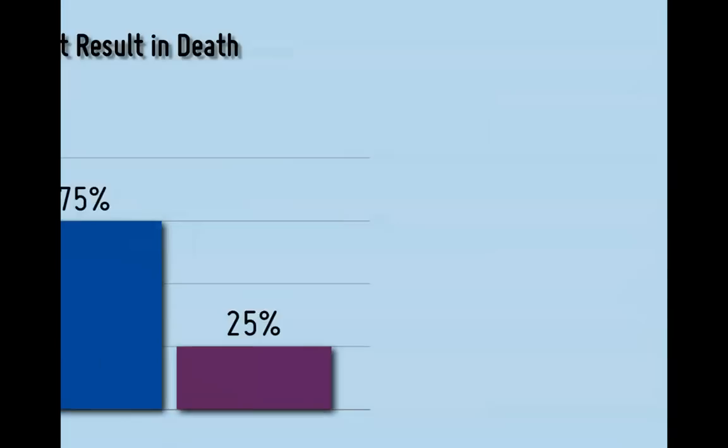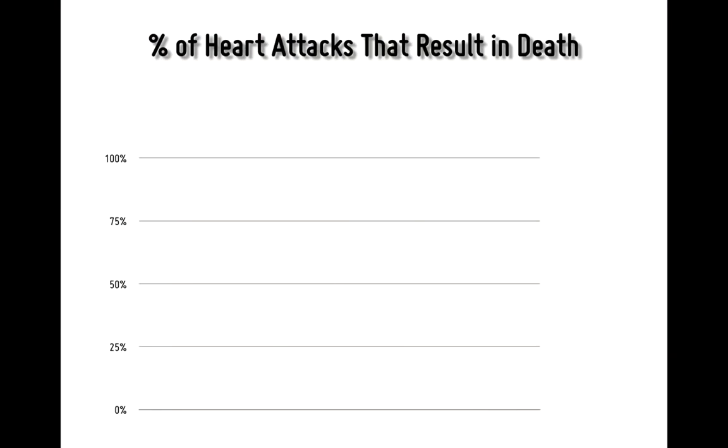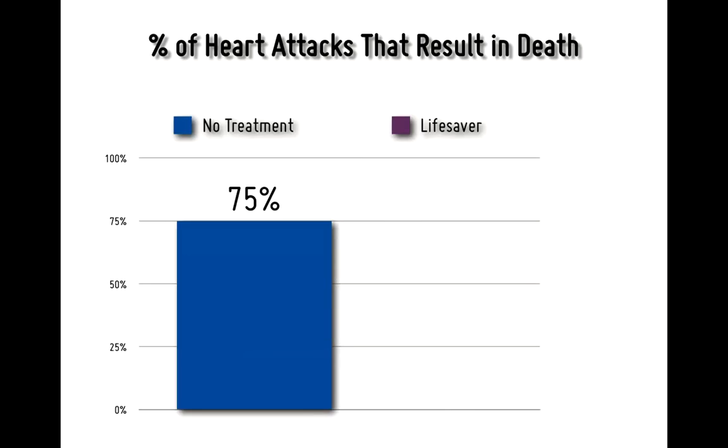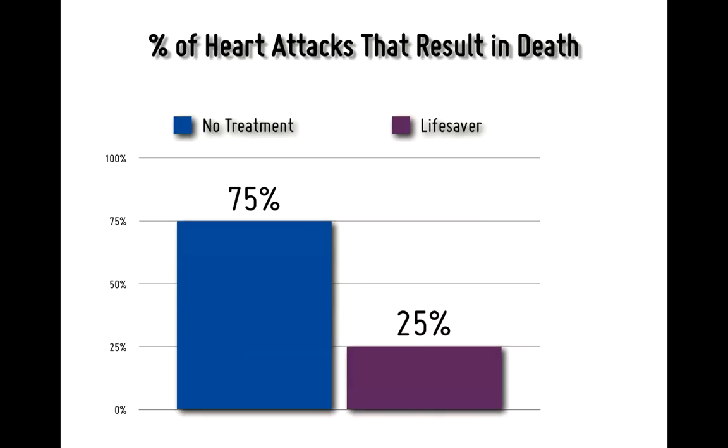We'll take 100 people having heart attacks. We want to try a new drug designed to prevent them from dying from the heart attack called Lifesaver. 50% of them will get placebo or no treatment, and 50 of them will get the new medicine, Lifesaver. Now, let's look at the results. 75% of them died if they got no treatment, and only 25% died if they got Lifesaver.